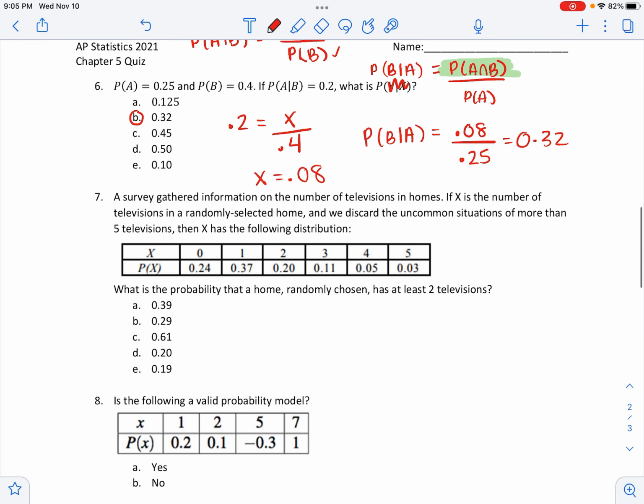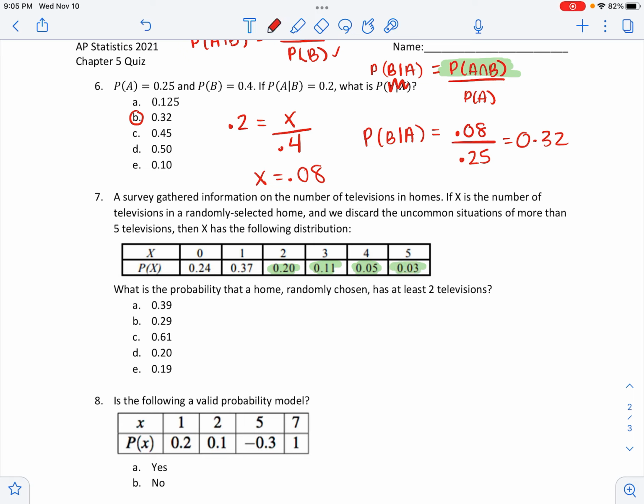All right, 7. A survey gathered information on the number of televisions in homes. If X is the number of televisions in a randomly selected home and we discard the uncommon situations of more than 5, then X has the following distribution. So I'm ignoring anybody that's more than 5. What is the probability that a home randomly chosen has at least 2 televisions? All right, at least 2 means that they could have 2, they could have 3, they could have 4, they could have 5.